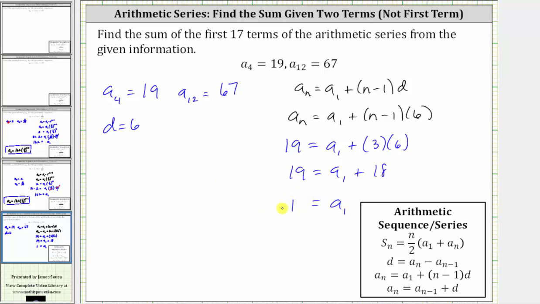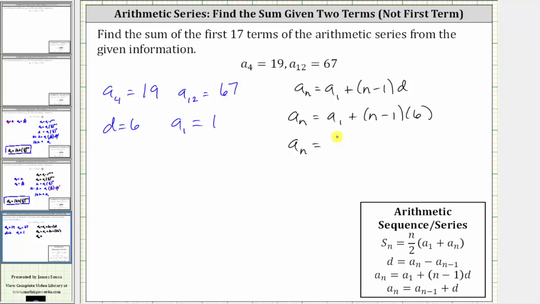So now we know a sub 1 is equal to 1, and we can also determine the formula for a sub n. So we know a sub 1 is equal to 1, which means the formula for a sub n is a sub n equals a sub 1, which is 1, plus the quantity n minus 1 times 6. Let's go ahead and simplify this, which gives us a sub n equals 1 plus, distributing 6, we have 6 times n, which is 6n, and then plus negative 6, or just minus 6, which gives us a sub n equals 6n minus 5.